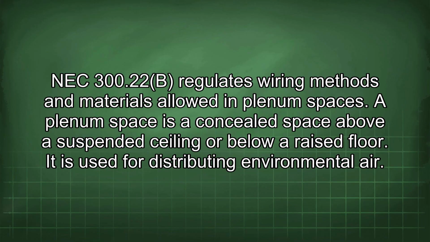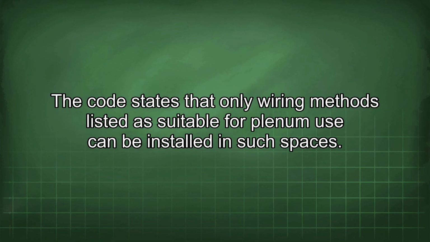NEC 300.22(B) regulates wiring methods and materials allowed in plenum spaces. A plenum space is a concealed space above a suspended ceiling or below a raised floor. It is used for distributing environmental air. The code states that only wiring methods listed as suitable for plenum use can be installed in such spaces.